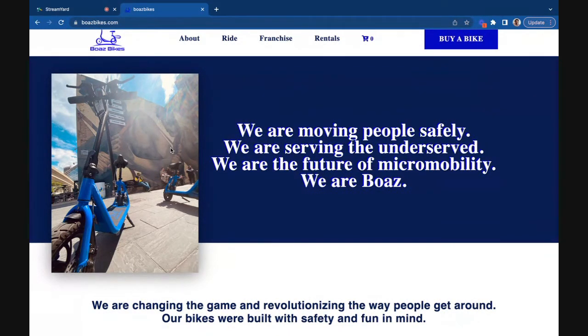Emil or Tim, either one of you, can you break down how you set your beliefs here of serving the underserved? Because most people would assume, okay, there's a bunch of different scooters or bikes in a city. What does serving the underserved mean? Can you talk a little about that?